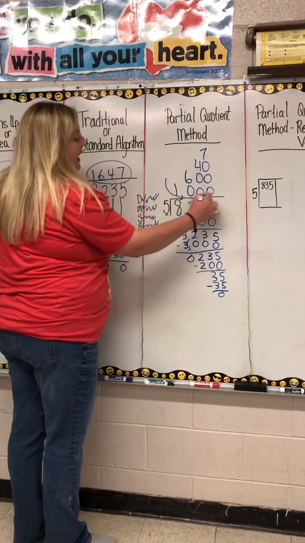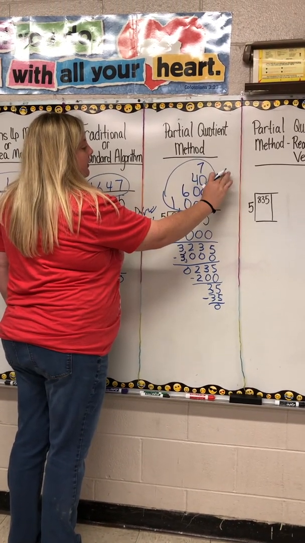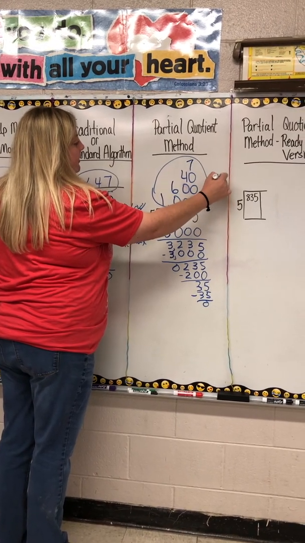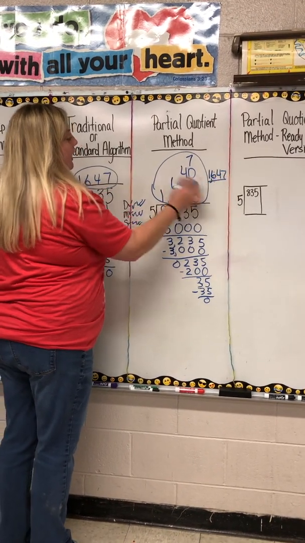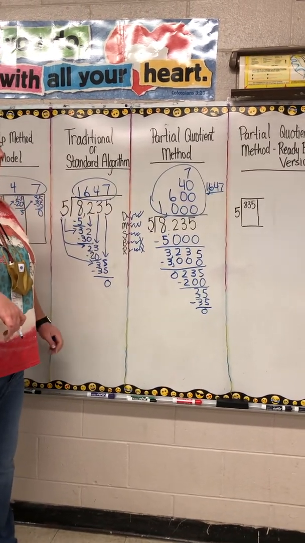And now I add this up to get my final answer. And that's why it's called partial quotient method. I get part quotients that I put together.